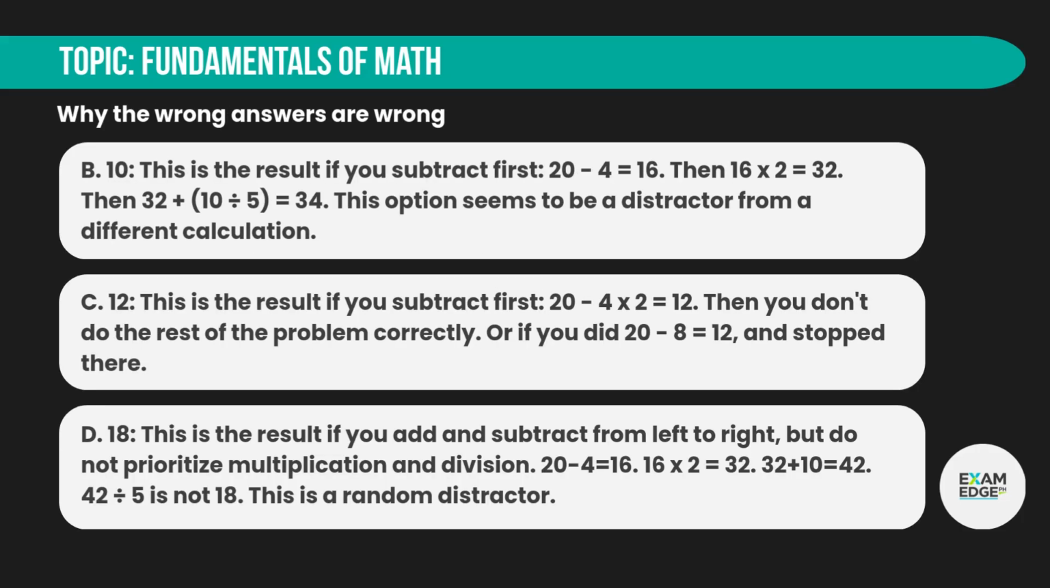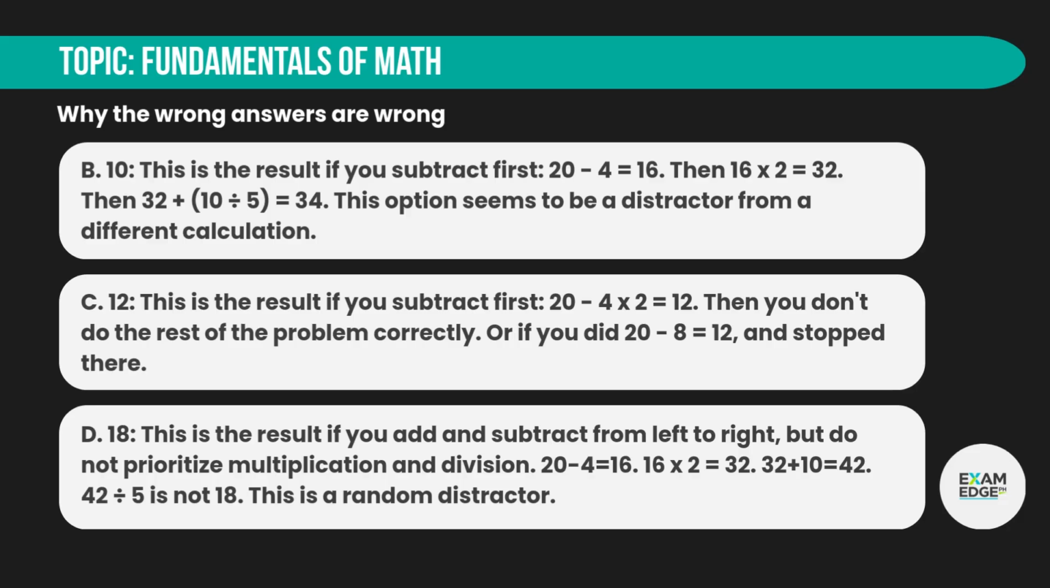Why the wrong answers are wrong. B. 10. This is the result if you subtract first. 20 minus 4 equals 16. Then 16 times 2 equals 32. Then 32 plus 10 divide by 5 equals 34. This option seems to be a distractor from a different calculation.